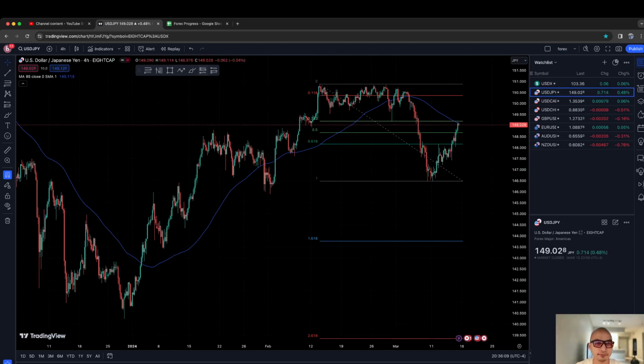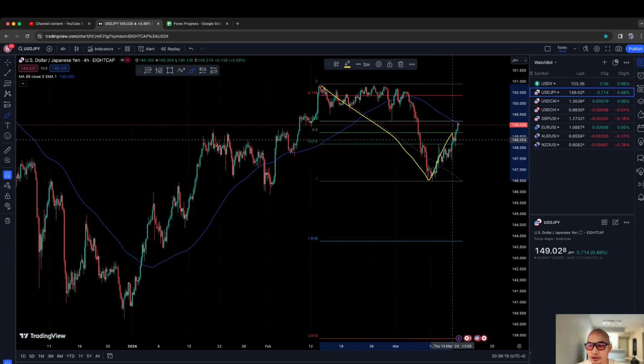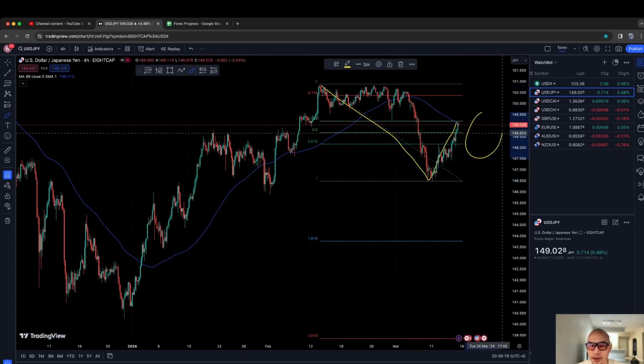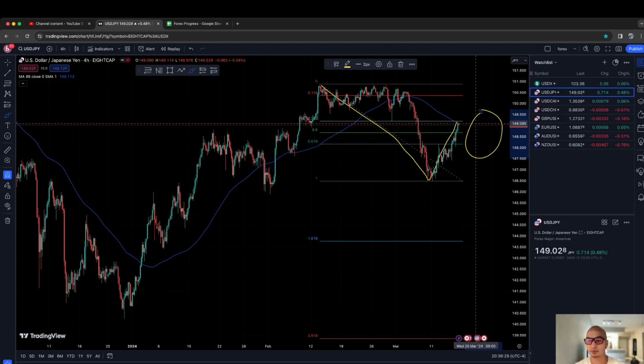USD Japan yen. So we have a nice size down leg continuing like this. The market has retraced into a good zone between the 0.618 and 0.38 Fibonacci retracement. So right now it's a really good zone to sell USD against Japan yen.